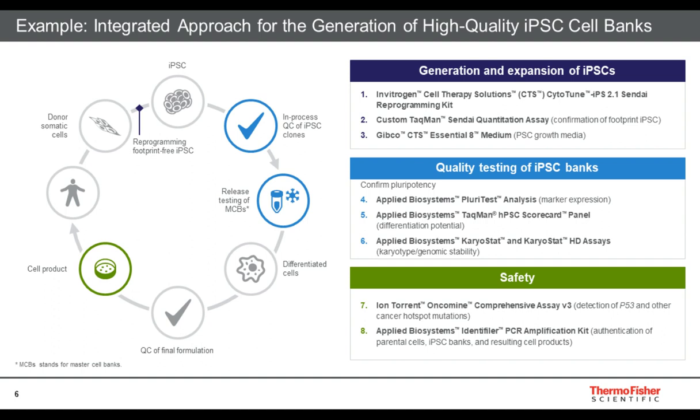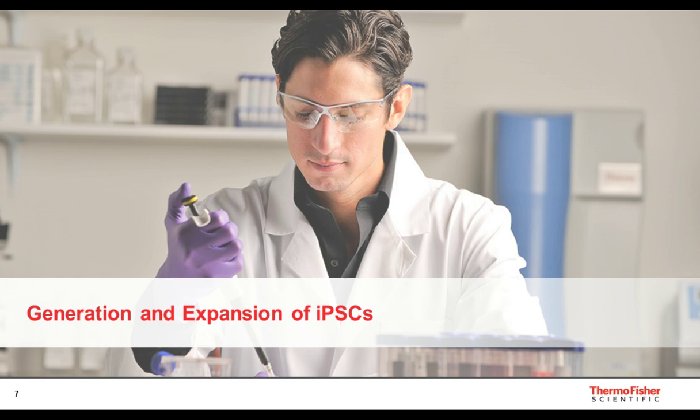After you do the quality testing of your banks, you might have the release of those and freeze them down, or you go into the differentiation of your cells into what your final therapy product might be. Following the differentiation of the cells, you'll want to do QC of the final formulation and safety testing. And from there, you have your cell therapy product that'll go back into the patient. I'd like to talk to you about some of the tools that we've developed to help you with each stage of this workflow.